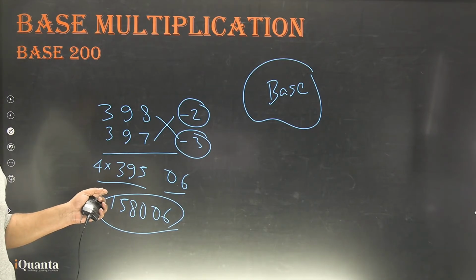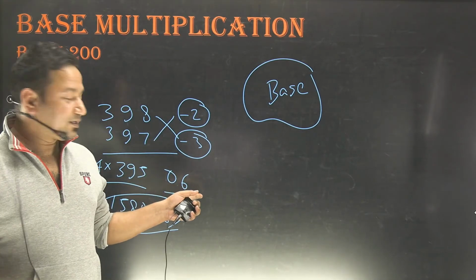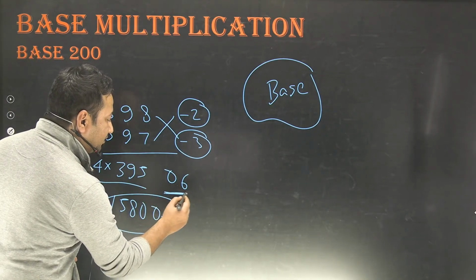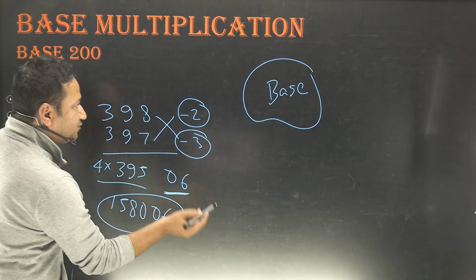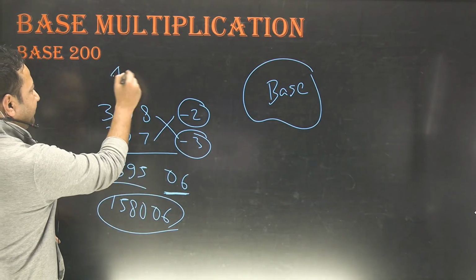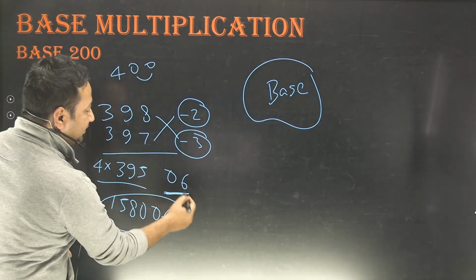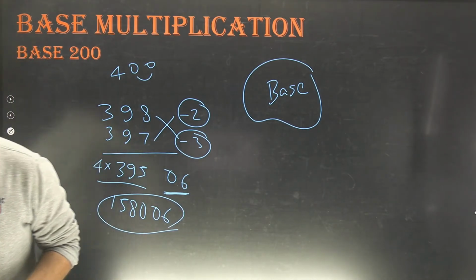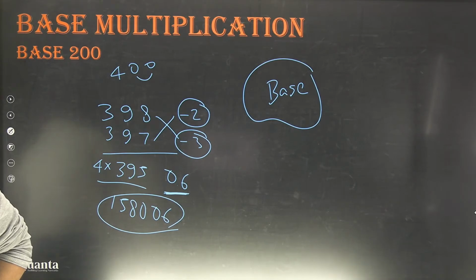Right? Then 2 3 are 6. But as I said, the number of digits here should be equal to the number of zeros in the base. The base was 400. Here we have 2 zeros, so here should be 2 digits. But we get only 6. That is why I put a 0 before that. Is that clear?